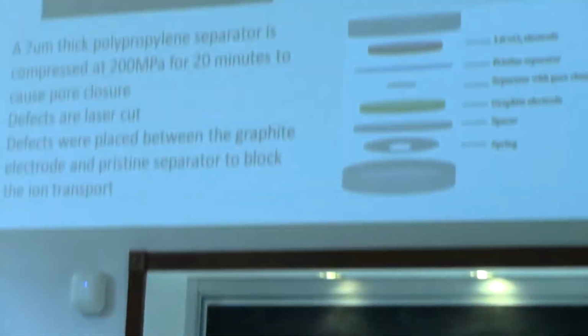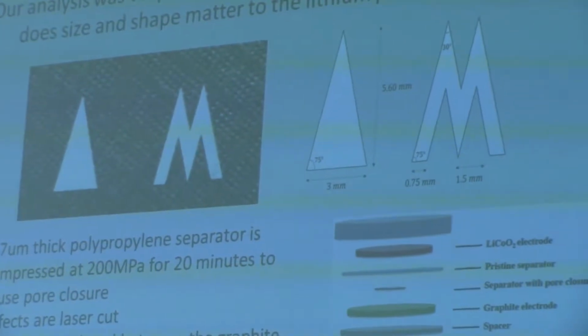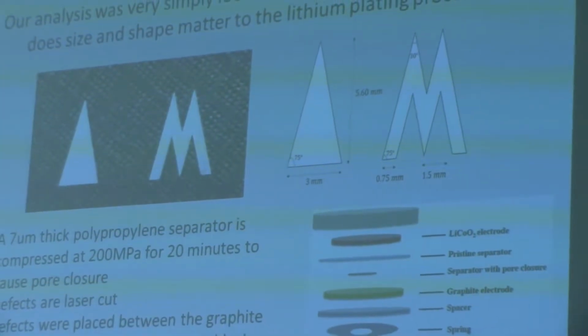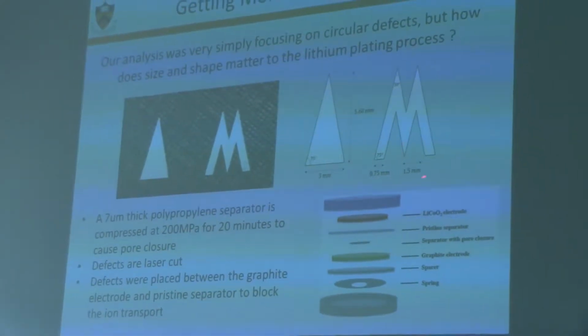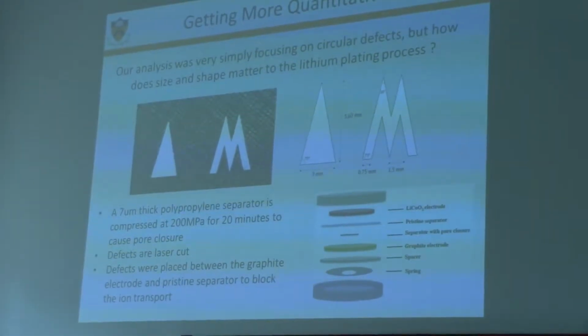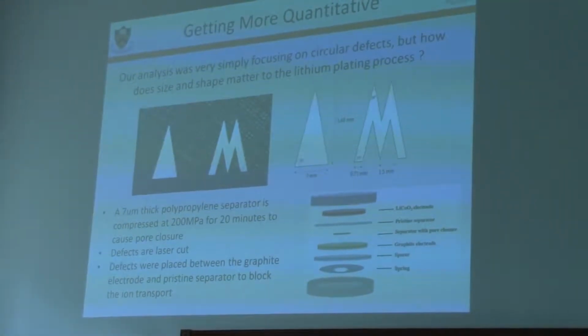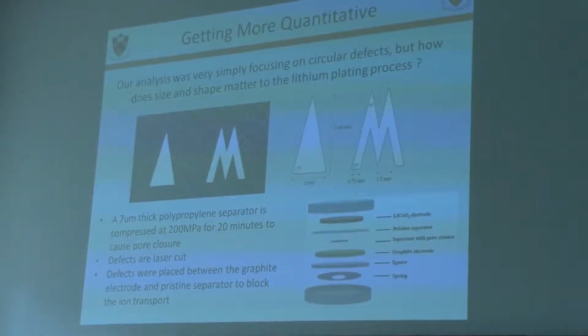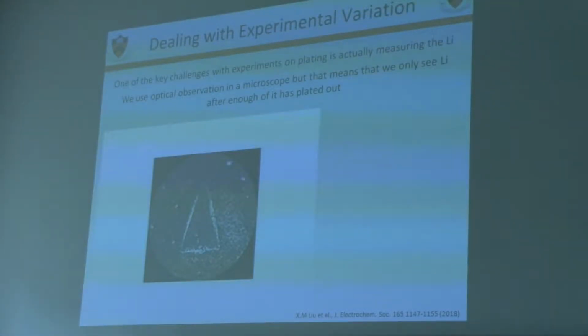And what I'm going to do is take this piece of separator that I've cut into that shape, and put it inside my cell. So I'm going to create a defect that has whatever given size I want and given geometric distribution. Okay, I'm going to assemble a cell, and I'm going to cycle this cell, and I'm going to look and see what I get. Okay? And so I look into the experiment, and you do the experiment the first time, and it works beautifully.